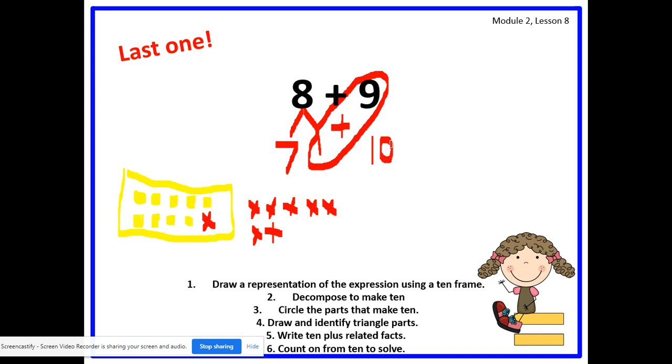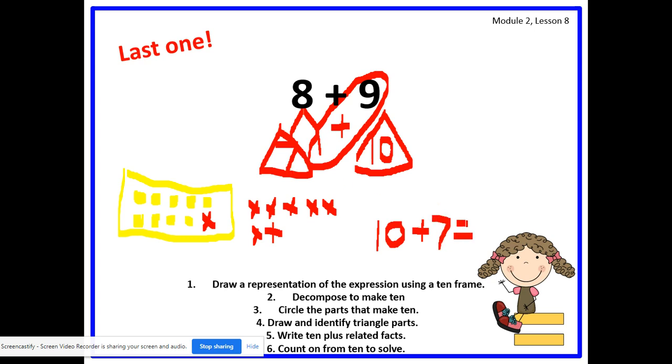Go ahead and draw and identify your triangle parts. Yes, our triangle parts should be on 10 and 7, which are our leftover parts. Now we write your 10 plus related fact. Press play to check your work. So you should have written 10 plus, what's our other triangle part? Get ready. Yes, 7. 10 plus 7 equals, get ready. Yes, 17. Don't forget to write it up here too because 8 plus 9 equals 17.